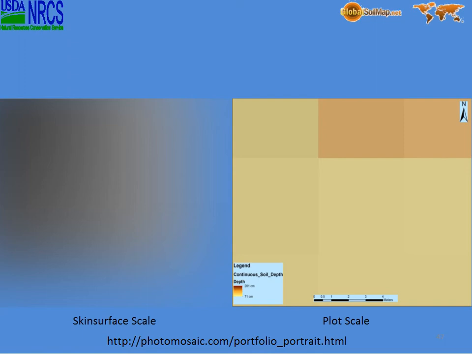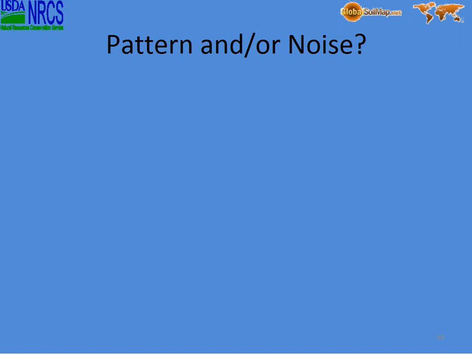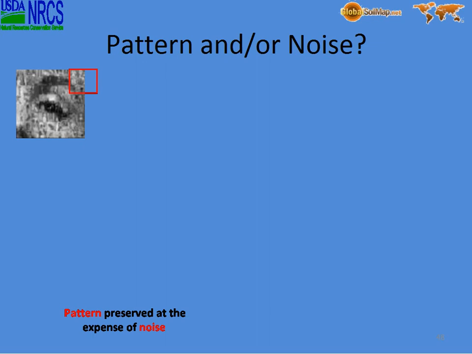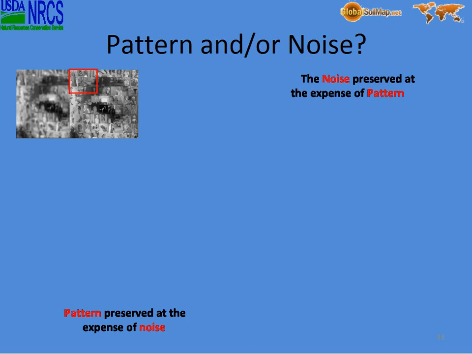So the question really becomes pattern and noise, and how do we deal with this? Again, the answer lies in the process that we are already familiar with. Here, for example, you can see the pattern, but it's preserved at the expense of noise. You don't see all the detail. You go to the other one, and you can see the noise, but it's preserved at the expense of the pattern. You don't see much of a pattern here, but you see all the details. This is to draw parallels between SSURGO and STATSGO. What you see will depend on the scale, whether you want to zoom in or zoom out.